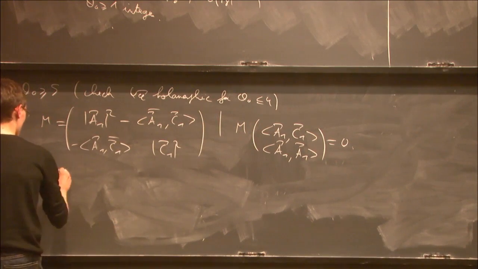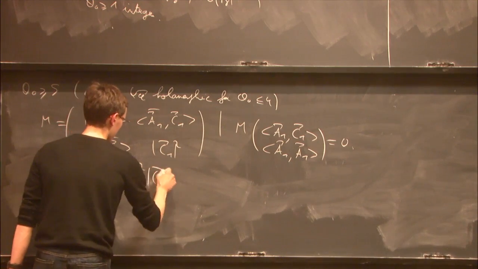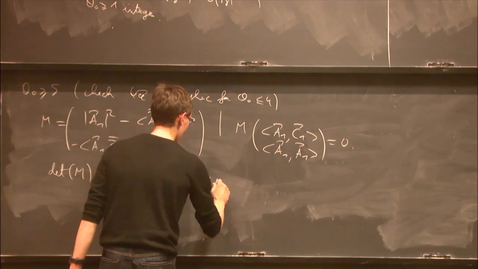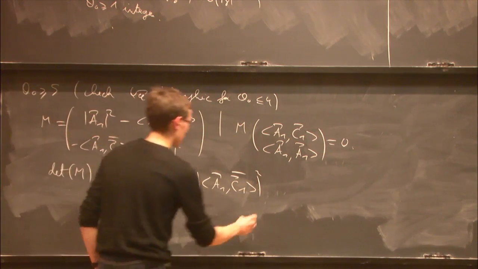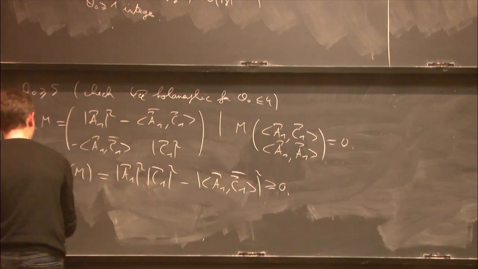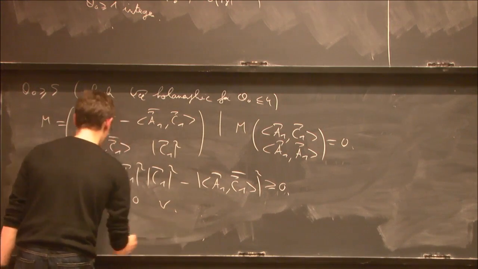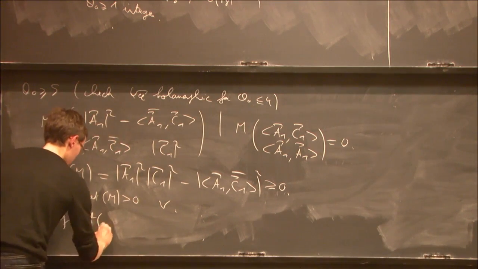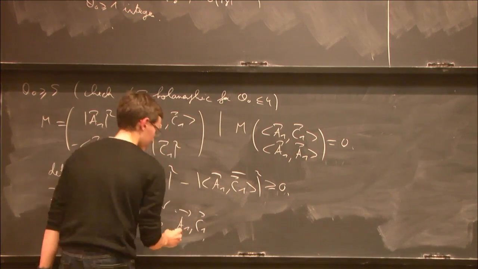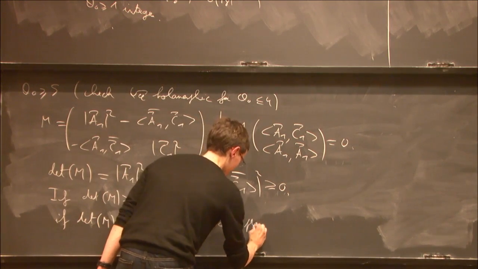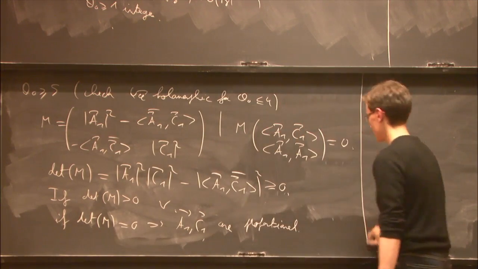And now we can compute this determinant of M. And we see by Cauchy-Schwarz that it's a non-negative quantity, minus A1. Okay, so it's fine, which is positive. So if the determinant of M is positive, then we are done. And if this guy is equal to 0, then A1, C1 are proportional. Right. And it will allow us to finish the proof.